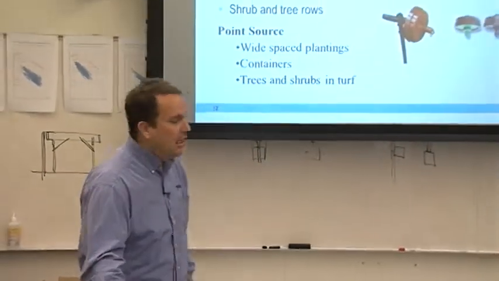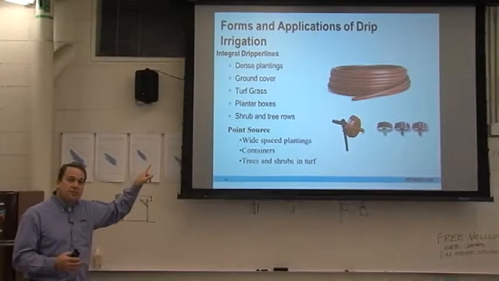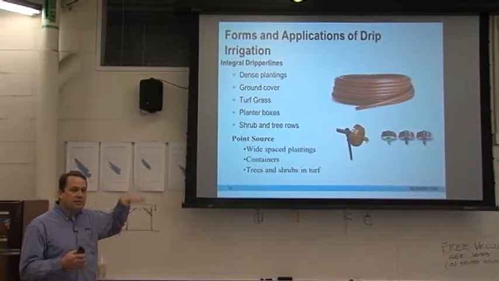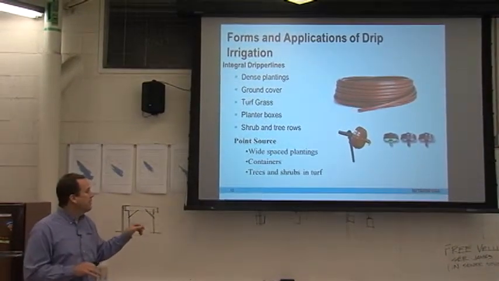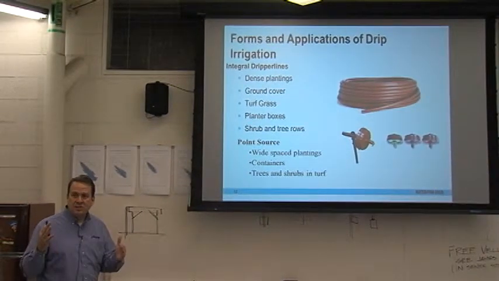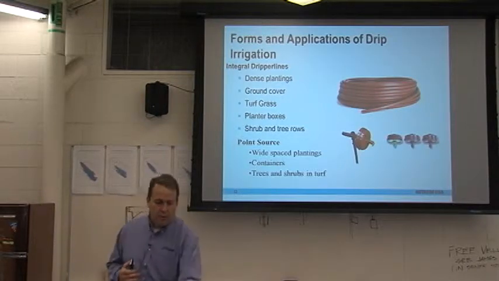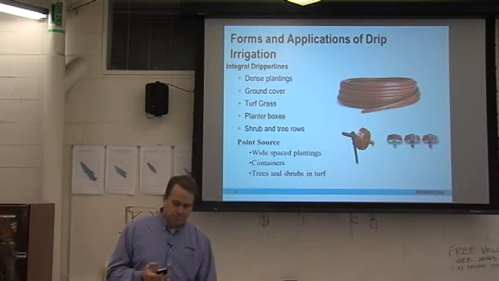Okay. The inline dense planting ground cover area is turf grass. We irrigate grass with this stuff, subsurface, below grass. We'll show you some examples of how to do that. Planter boxes, tree rows, medians, large planting beds, highway projects are pretty good for the inline tubing. Okay.